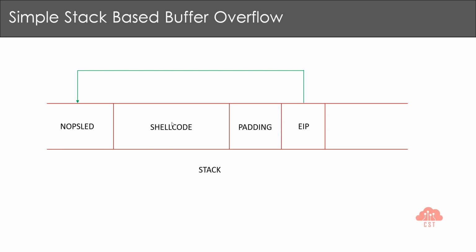Now what we are going to do is place the shellcode somewhere here by putting some NOP sled in the beginning, followed by the shellcode, and we will place some padding here to fill in the 268 characters.